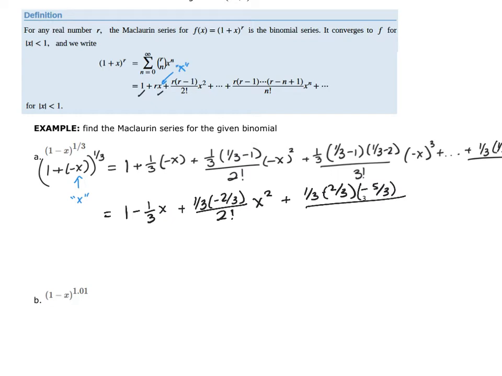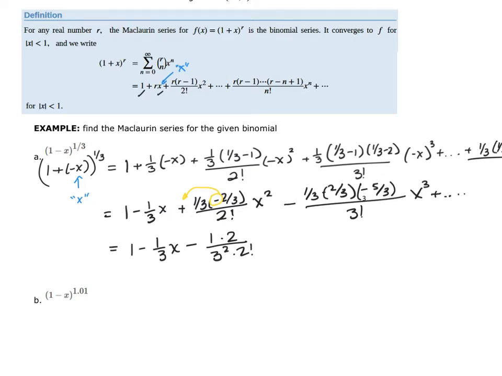And then we have 3 factorial x to negative x. Let me bring that negative out front. So that's a negative because negative x to the third power is a negative x to the third. And it continues. So let me just rewrite this again so it makes it a little bit easier to see. So this is equal to 1 minus 1/3 x minus, because of this negative, is going to come out front. And this is going to be 1 times 2 over 3 squared times 2 factorial.